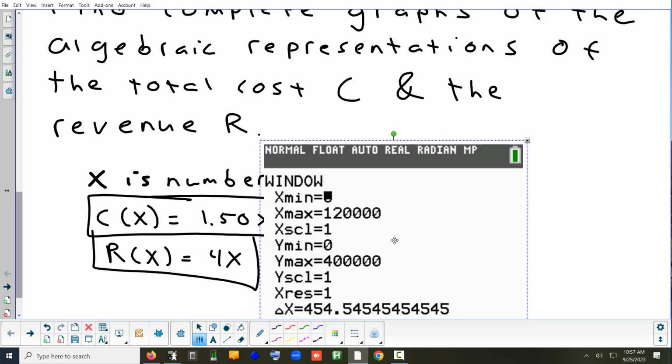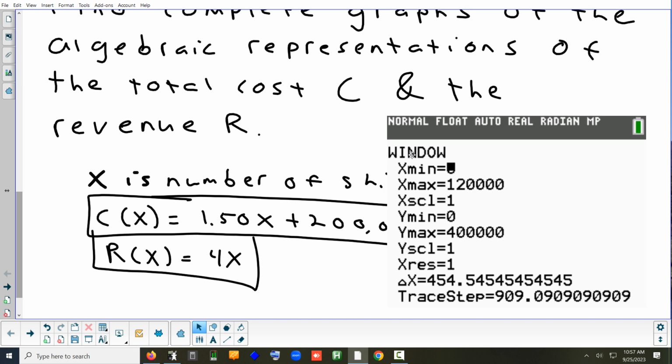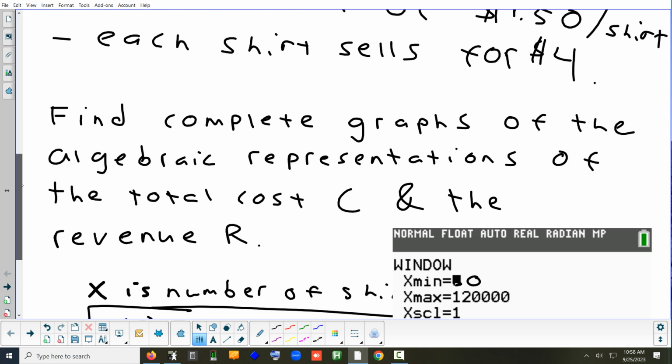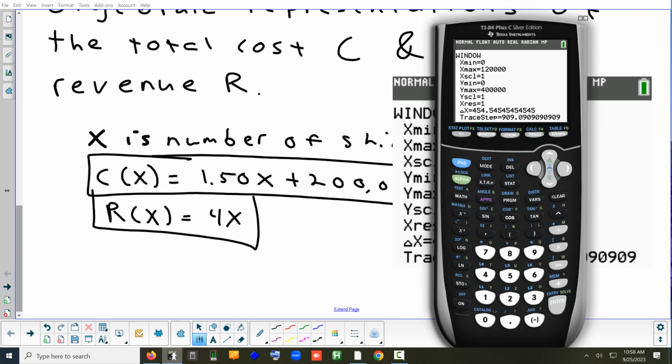So you want to write down those values. Okay, x min, 0. X max, y min, and y max. It's not the only window, but that's a good one. And I think that's all they wanted us to do, find complete graphs. So any questions on getting that picture on the screen?